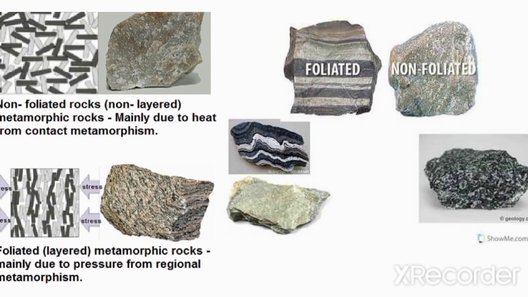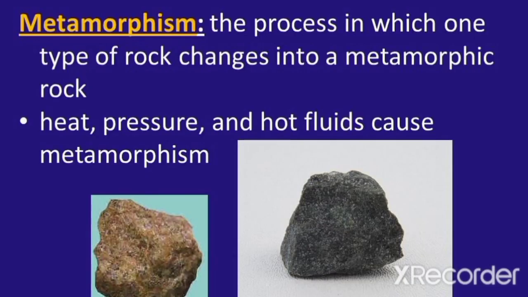And there are two types of metamorphic rocks. They are foliated metamorphic rock and the non-foliated. Foliated metamorphic rocks are rocks that have layers, while the non-foliated metamorphic rocks do not have layers.